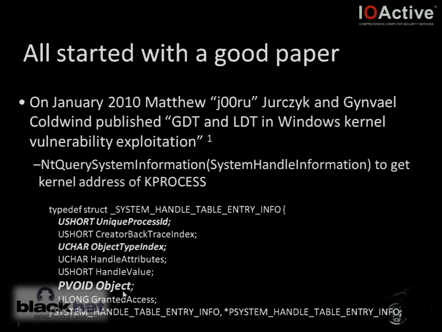For instance, you get the kernel address here in the object field. Then the object type will tell you if it is a process, a thread, etc. And here you get the process ID that has an open handle to that object. So basically, you will know where each structure is located in the kernel.